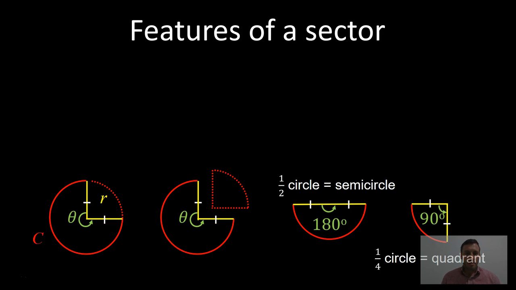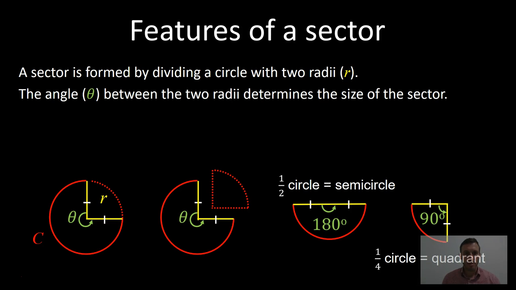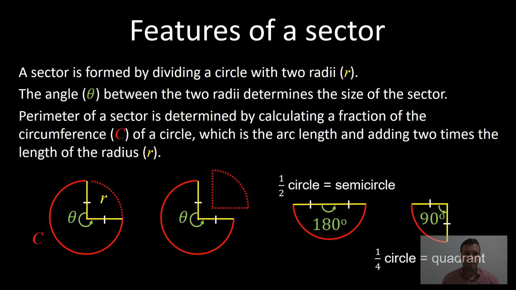Here we have a number of sectors. A sector is formed by dividing a circle with 2 radii. You'll notice on the 2 diagrams in the bottom left, a piece of the circle has been taken out, and we have 2 radii. The angle between the 2 radii determines the size of the sector. The perimeter of a sector is determined by calculating a fraction of the circumference of a circle, which is the arc length, and then adding 2 times the length of the radius.